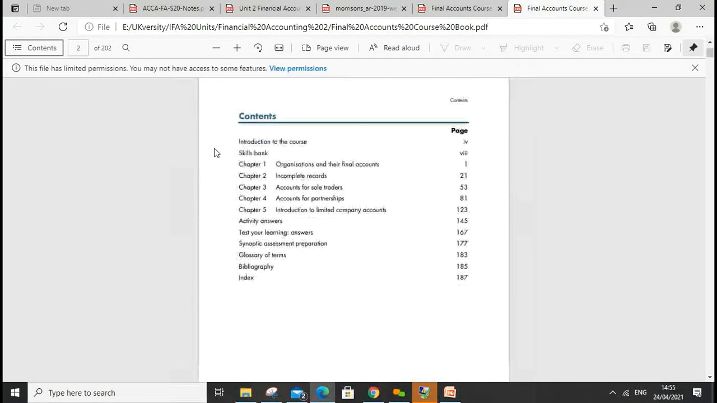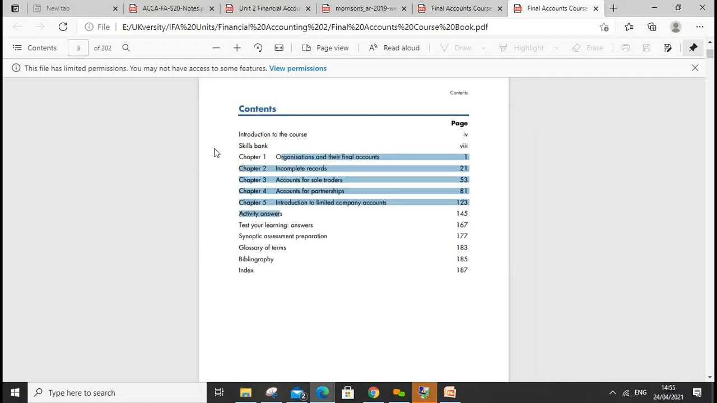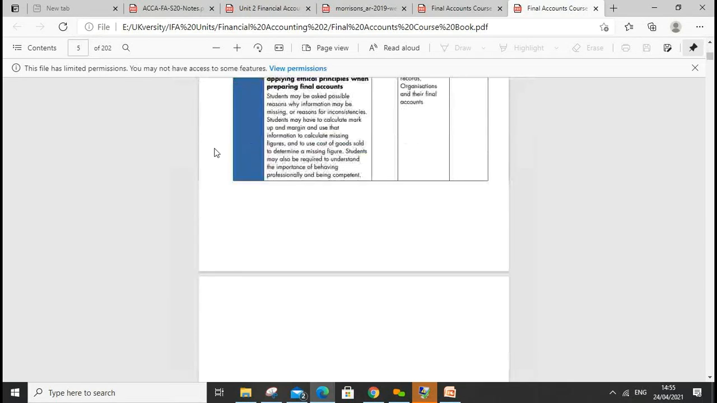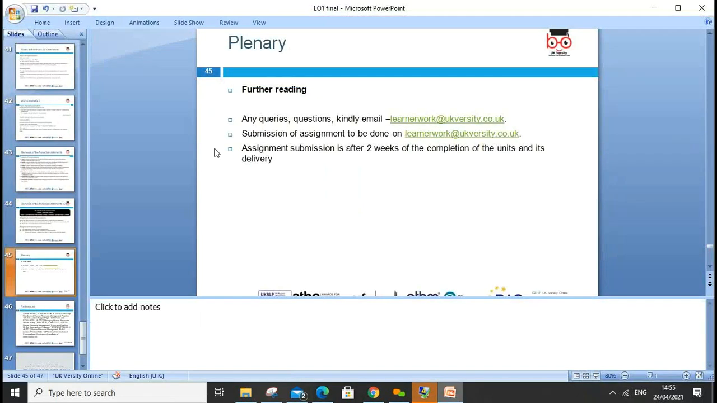So we have covered incomplete records, partnerships, and limited companies, all the accounts, and how the capital structure layout works, all explained. If you want to do some questions, please look at those as well, and the next lesson we will go through LO2.